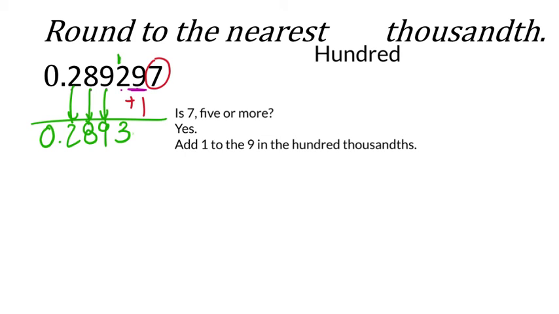It'll give you the same answer, same answer either way, okay? But yeah, sometimes you're going to have to carry the 1 if you get a 9 in the place value that you're rounding to, the target place value.